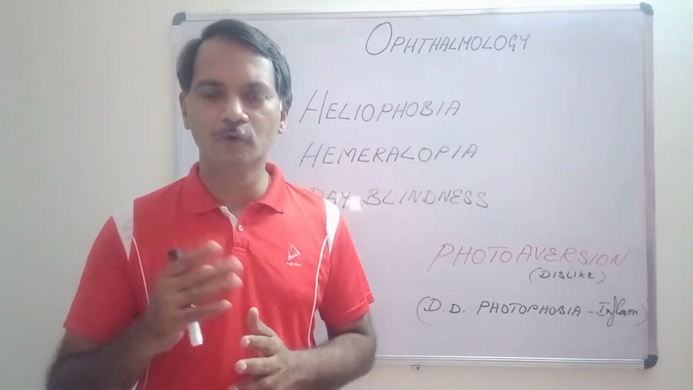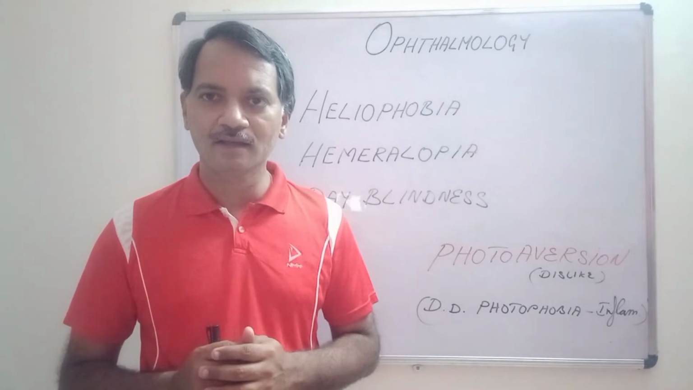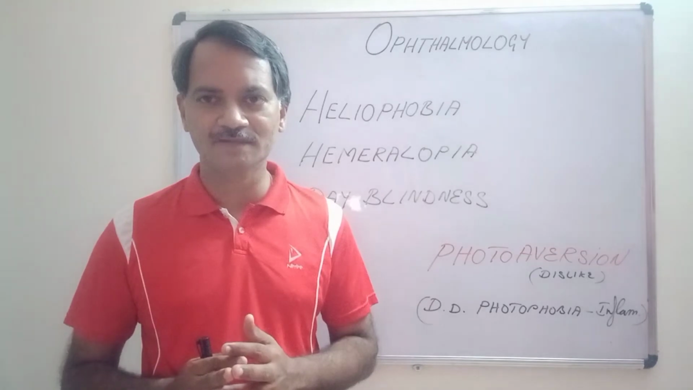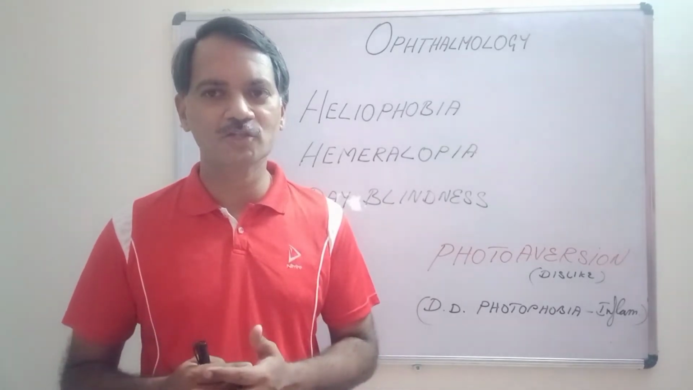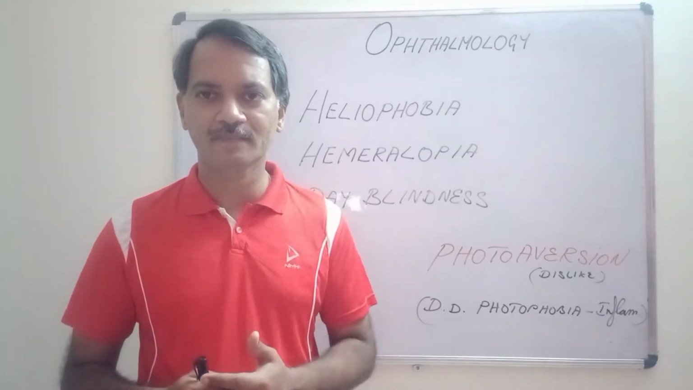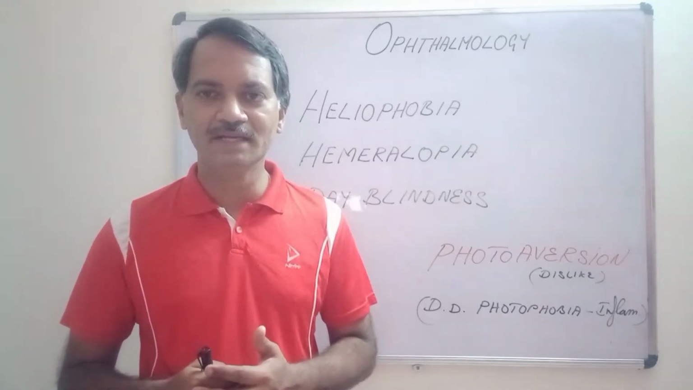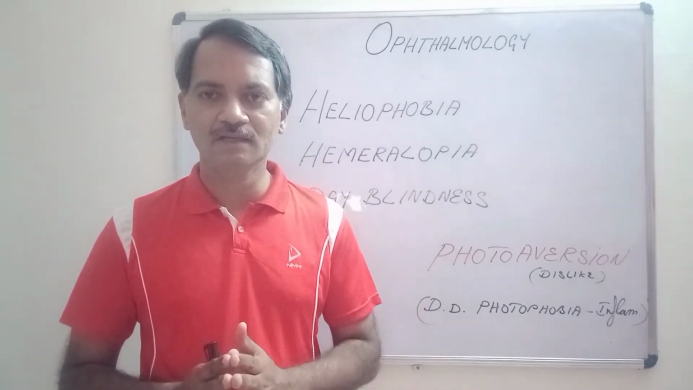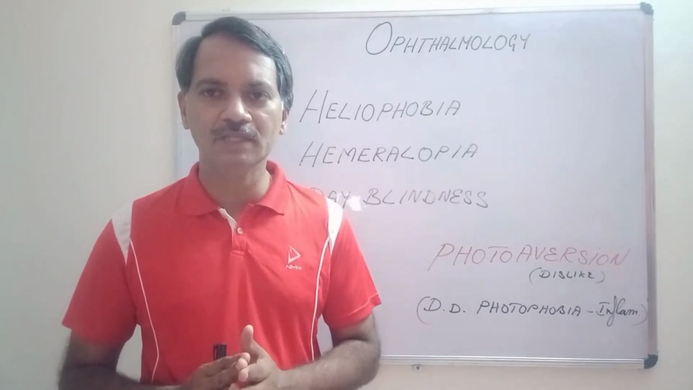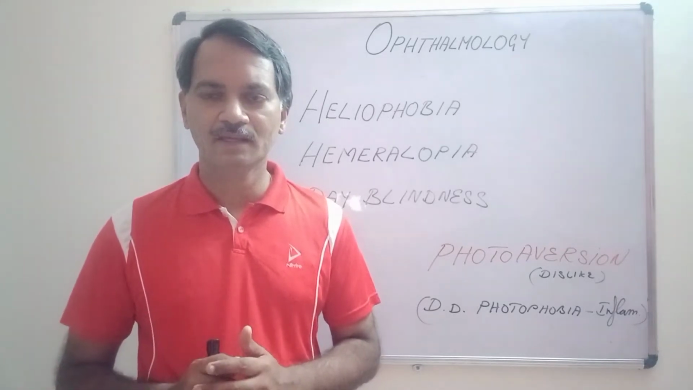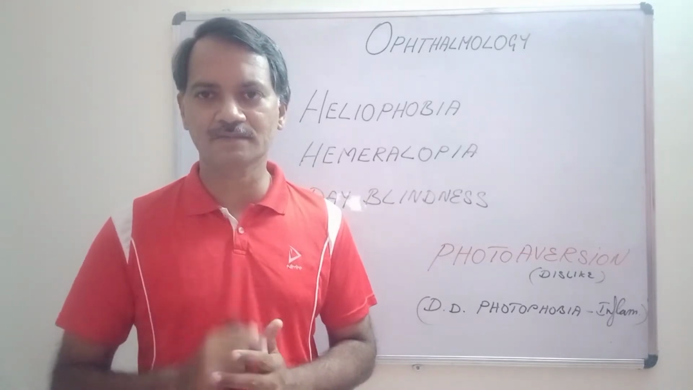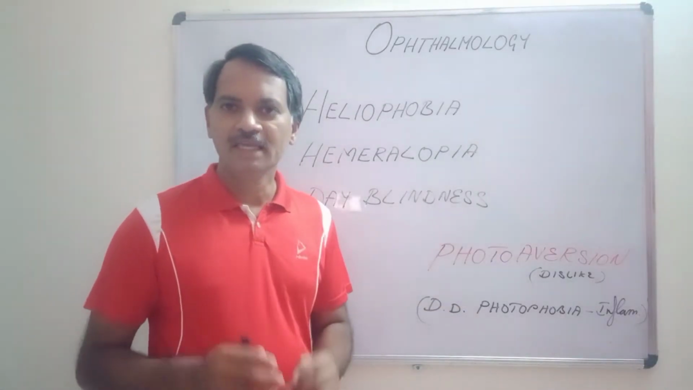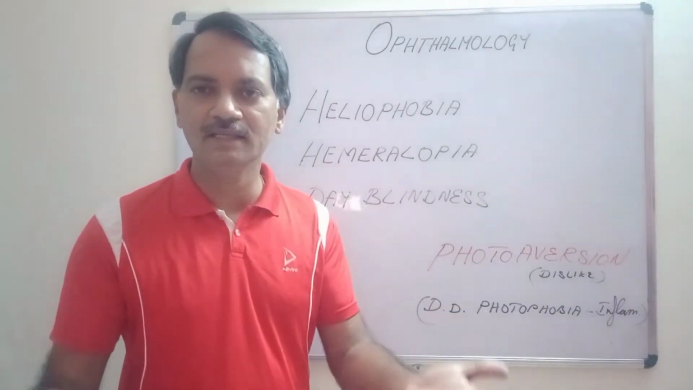Today I am going to talk about heliophobia. What is this heliophobia? We all know it by different terms. Heliophobia can otherwise be called hemeralopia. In simple terms, it can be said as day blindness. What is this day blindness? Daytime vision is not that good compared to the vision in the night. A person having day blindness will have photo aversion. He will have a dislike for looking at the light.